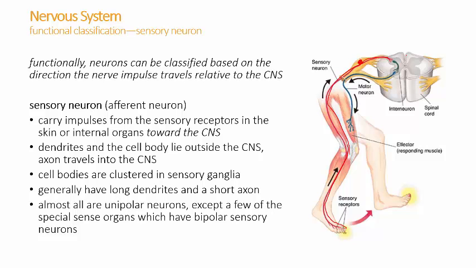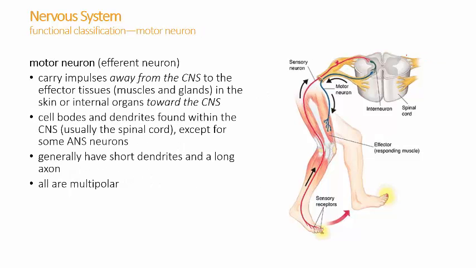Okay, so there's our sensory neuron. Motor neurons, they carry information from the central nervous system out to the effector tissues, telling the effector tissues that it's time to either contract or to secrete.